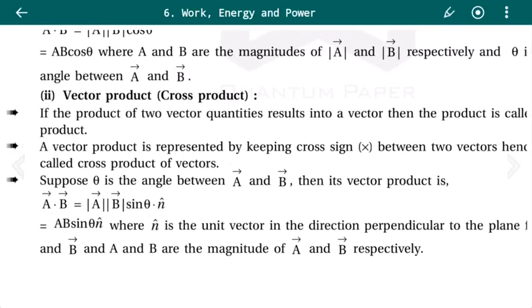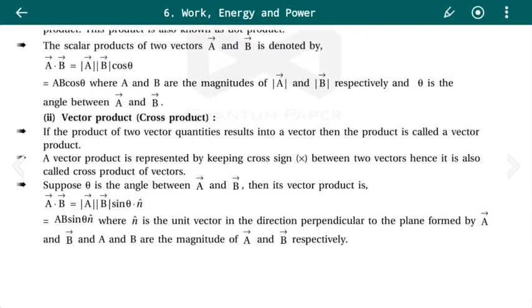Now let us see the formula for the vector product. If the product of two vector quantities results in a vector, then the product is called the vector product. A vector product is represented by keeping a cross sign between two vectors. Hence it is also called the cross product of the vectors.